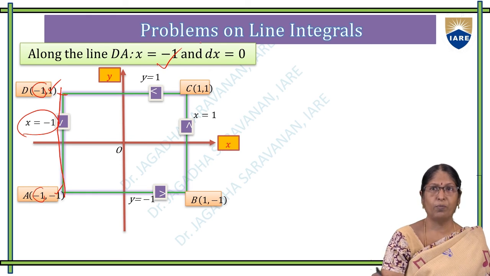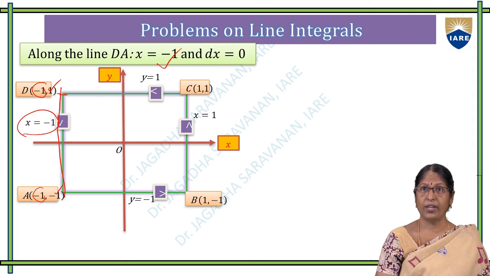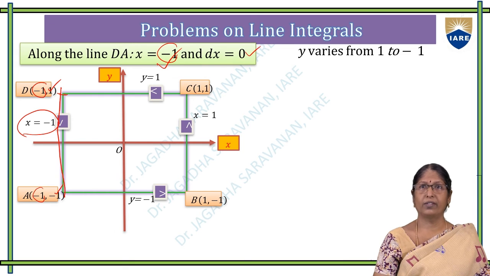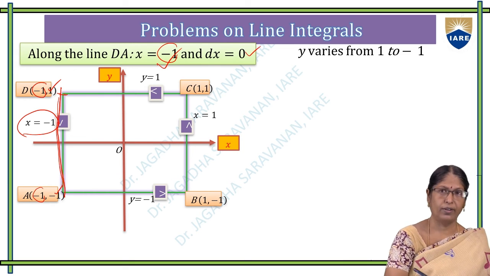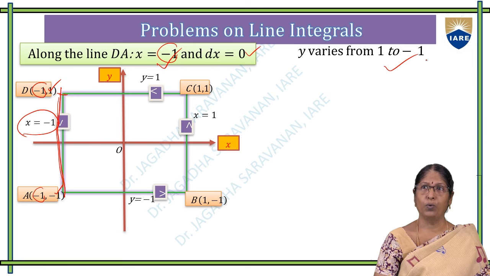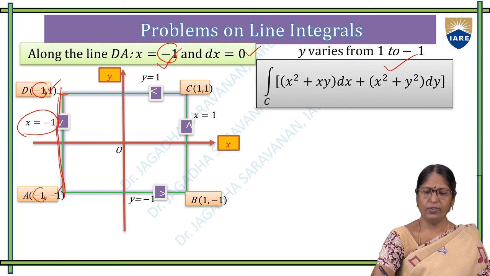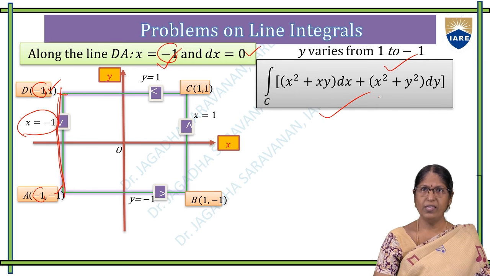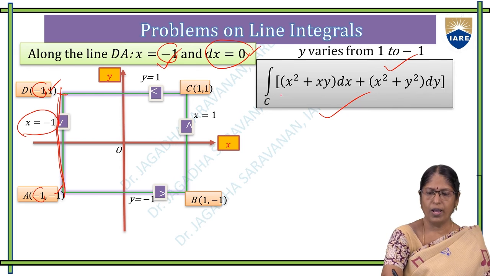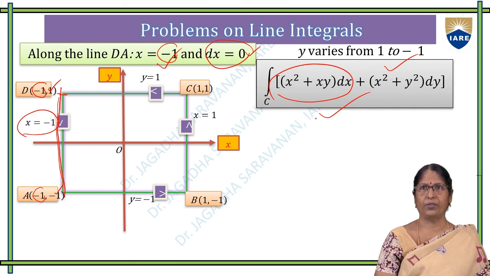So when x equal to minus 1, the differentiation dx, the differentiation of any constant, is 0. So we can say that is the y direction. From D to A we are moving, we obtained 1 to minus 1. So this is our function. In the function, we are going to substitute this dx equal to 0. Completely, this is vanished.